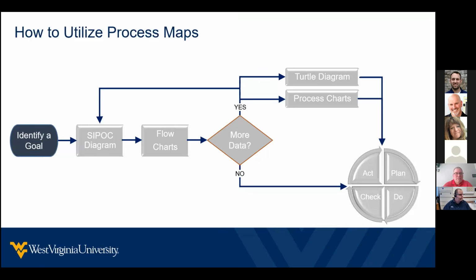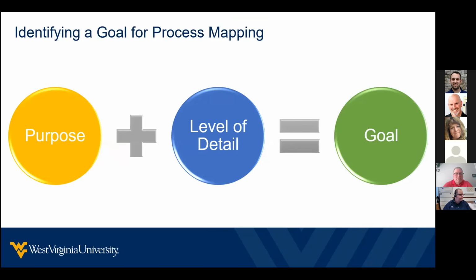First, we need to identify a goal. Why are we mapping the process in making a cup of coffee? Just like yellow and blue make green, a combination of understanding the purpose of our process mapping activity and the level of detail to accomplish that purpose sets the goal for the activity. First, let's talk about the purpose of our map. What are we trying to accomplish? What problem are we trying to solve?